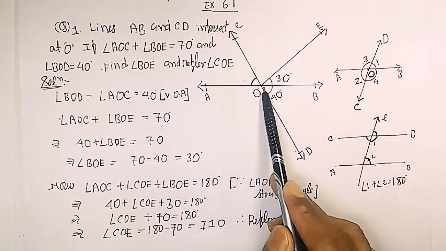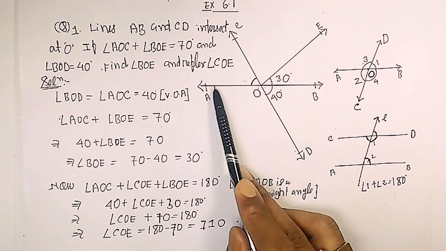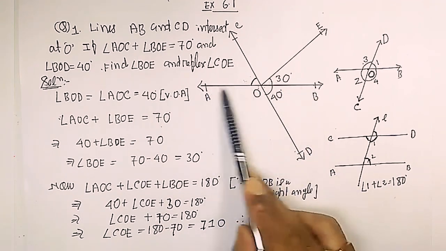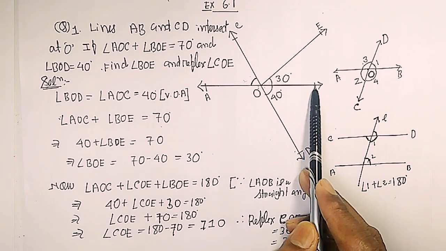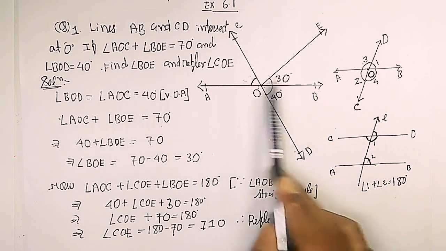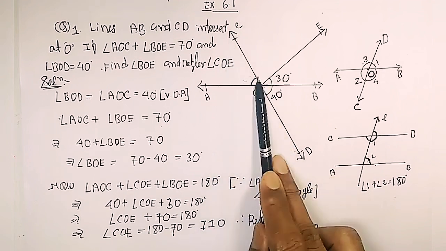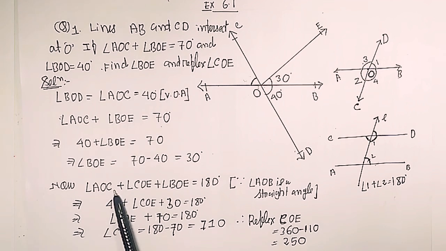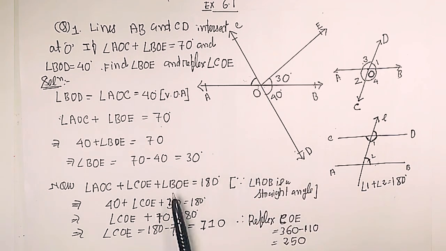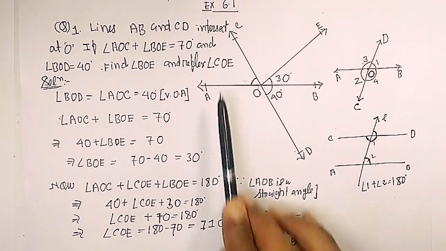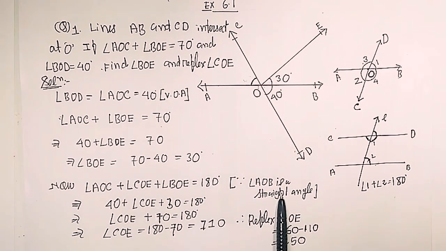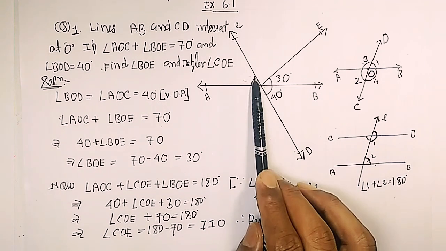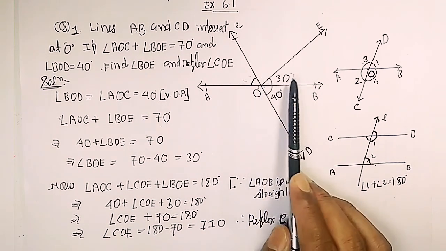Again, AOB is a straight line. Straight line means AOB is a straight angle, and this straight angle we can break into three angles. What are they? AOC, COE, EOB. So AOC is one angle, COE is another one, and BOE is the third one. The sum of these is 180 degrees because AOB is a straight angle. So AOB you can break into three angles, AOC, COE and BOE.